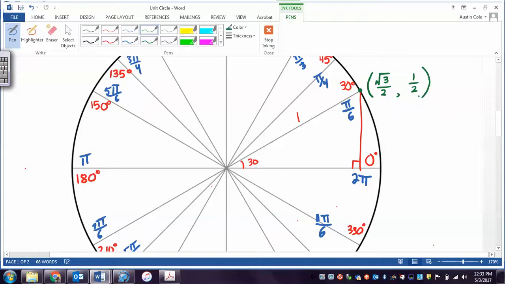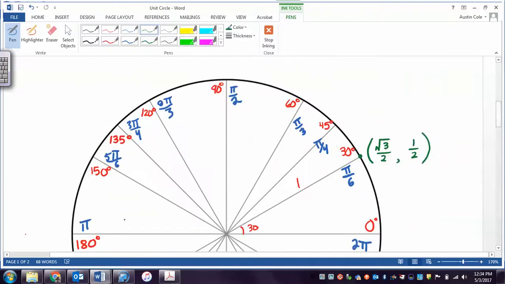Do you want us to write that down? Yes, write that down. Why is that point? Because I just showed you on the other page, based upon a 30, 60, 90 triangle, and from the fact that the radius is 1. Who's still with me? Okay, that's the point right there. Square root of 3 over 2, comma, 1/2.